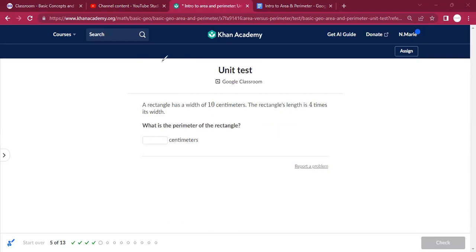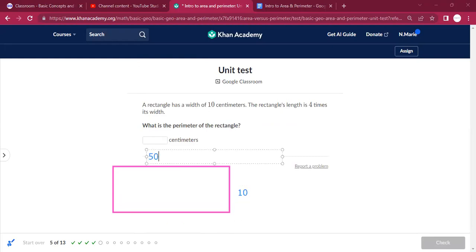A rectangle has a width of 10 centimeters. The rectangle length is 4 times the width. That means it's 40. What's the perimeter? Remember, perimeter is adding all the sides. It's going to get 80 plus 20, which is 100. So 100.